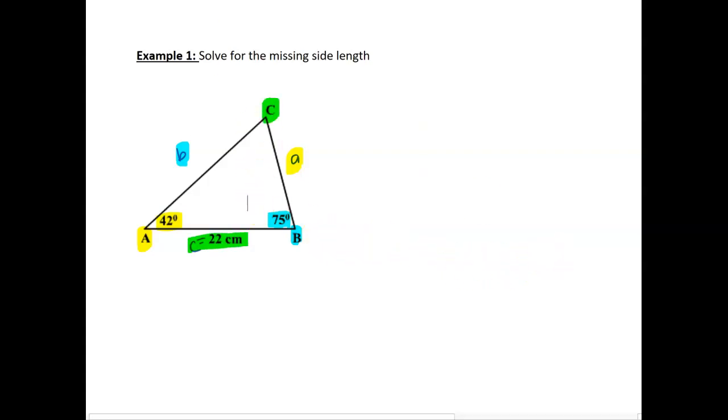Well, we might have to use some other information that we know about triangles first. And the first thing we know about triangles is that the angles inside of any triangle, right or non-right angle, always add up to 180. So if I have these two angles here, I can figure out what angle C is. So angle C is going to be 180 minus 75 minus 42 degrees. This gives me an angle C that is 63 degrees.